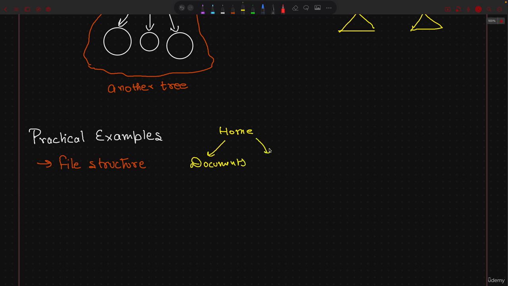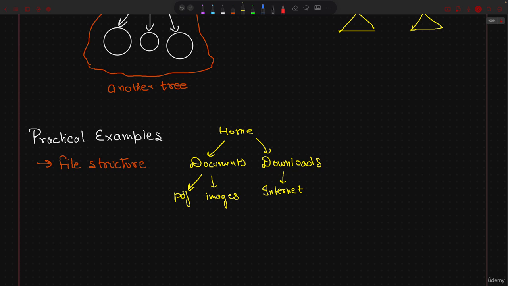We can have downloads. You can even make your own folders, right? And then under these folders, maybe in downloads, you have internet downloads from the internet, some other downloads. In documents, you can maybe have some PDF, some images. So this again is the structure which can be very nicely implemented and visualized via a tree data structure, right?